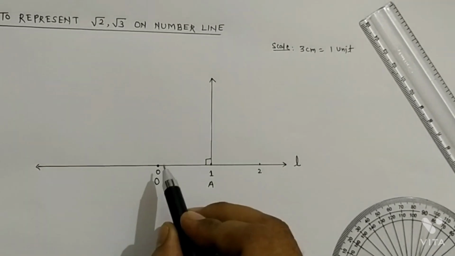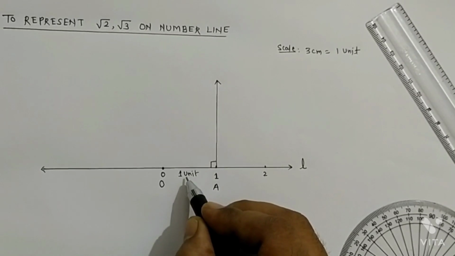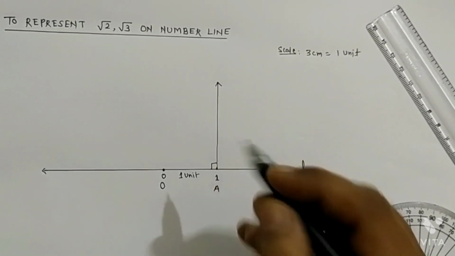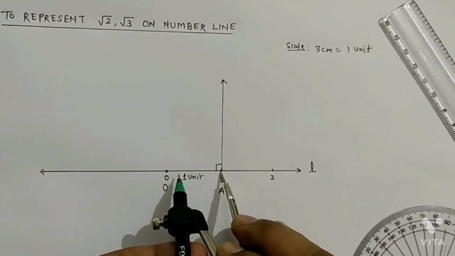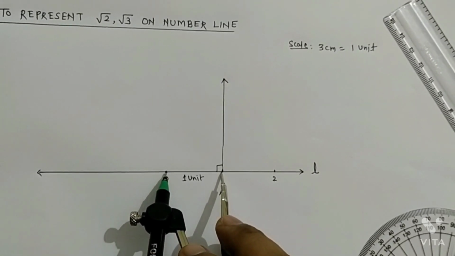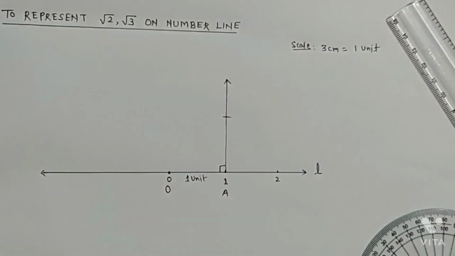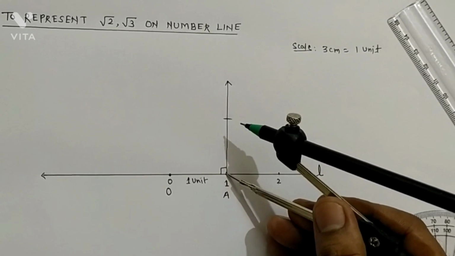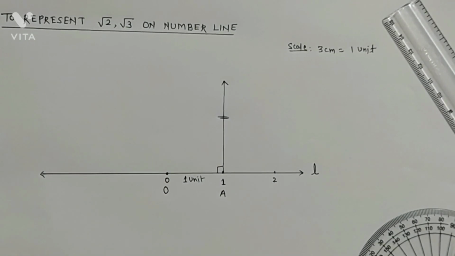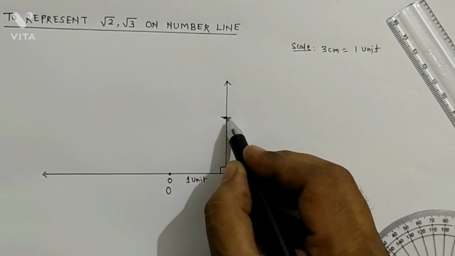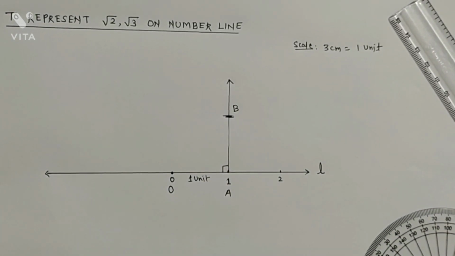Now the same distance OA, which is 1 unit, we are going to take on this perpendicular. So keep the compass on point A, take the distance of 1 unit, which is 3 centimeter, and cut an arc here. I repeat once again, keep the compass on point A, take this distance and cut an arc. Name this point as point B.